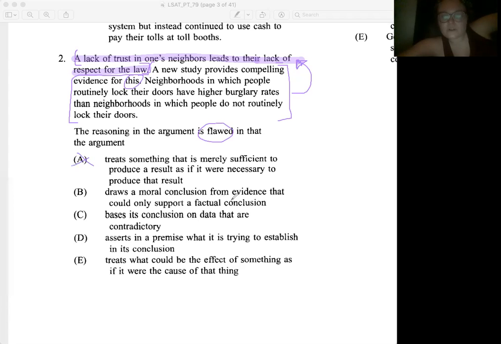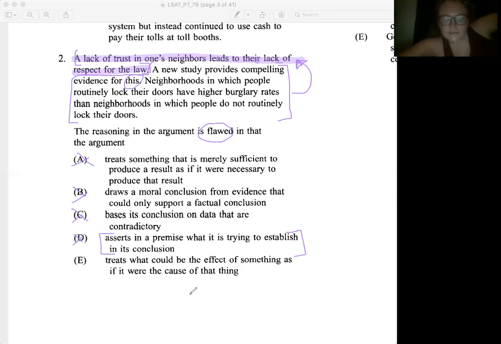B, draws a moral conclusion from evidence that could only support a factual conclusion. Nope. C, bases its conclusion on data that are contradictory. Nope. D, asserts in a premise what it is trying to establish in its conclusion. This is an example of what they're trying to describe as circular reasoning. This is oftentimes an answer choice, but it's hardly ever correct.